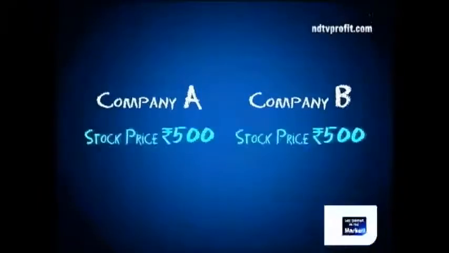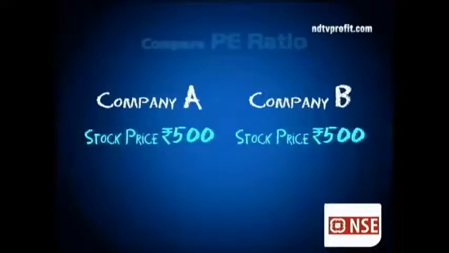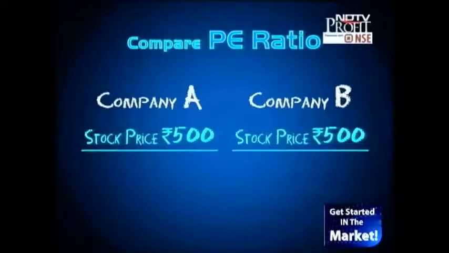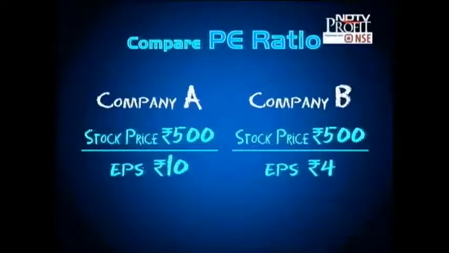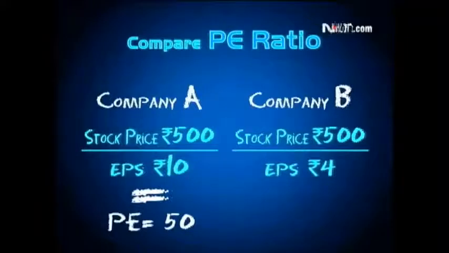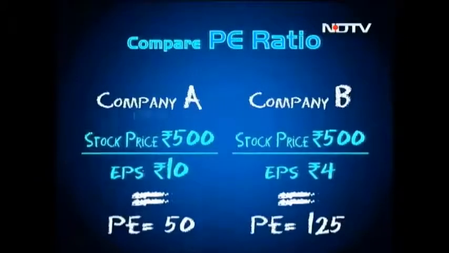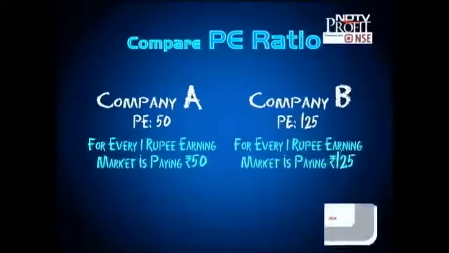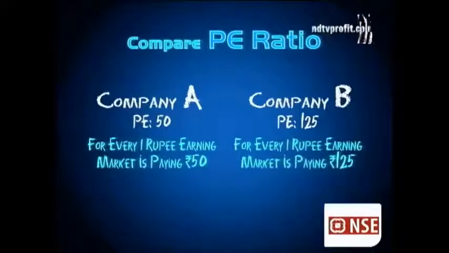Suppose that the stock price of both company A and B is 500 rupees and we need to compare the PE ratio of these companies. This is what we would do. We will divide the current price, that is 500 rupees, with their respective EPS. We get the PE for company A as 50 and company B as 125, which basically means that for every 1 rupee of earnings, the market is paying 50 rupees, and for every 1 rupee of company B's earnings, the market is paying 125 rupees.